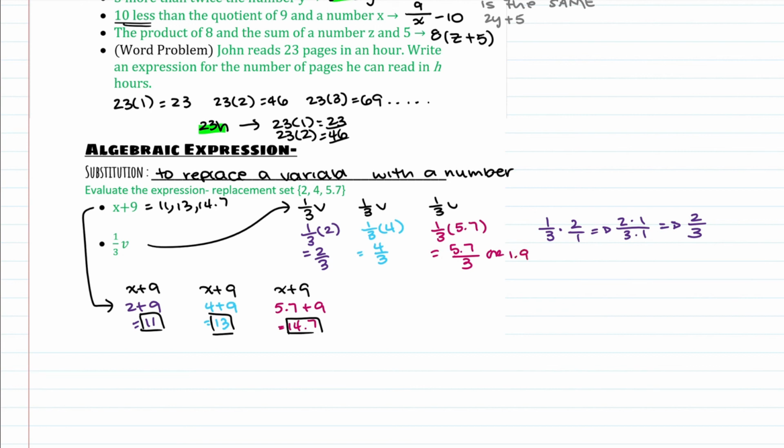Okay, so these are your answers. 2/3, 4/3, 5.7 over 3, or 1.9. Let's quickly write that out. 2/3, 4/3, and 5.7 over 3. So these are your answers.